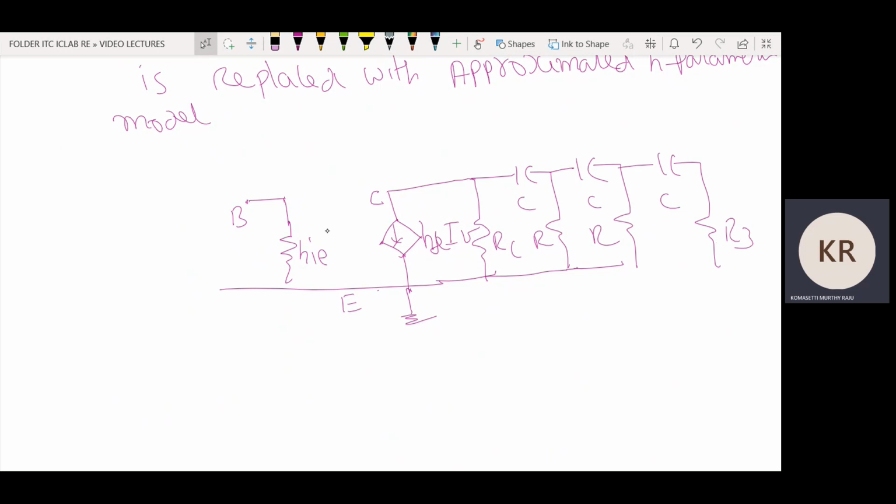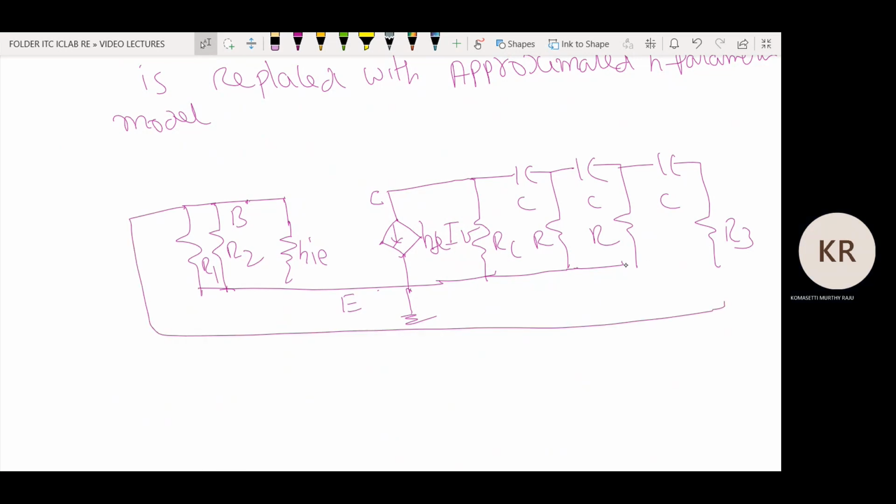This R3 is connected to here. Here R2 and R1 are also there, the last biasing resistances. This one is like that.